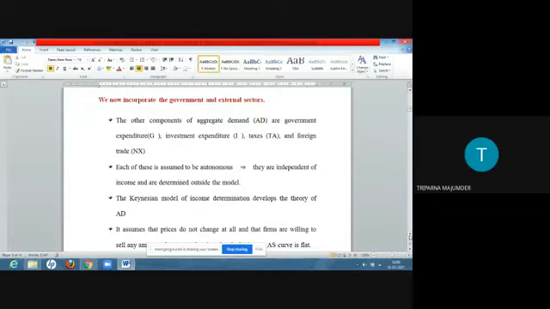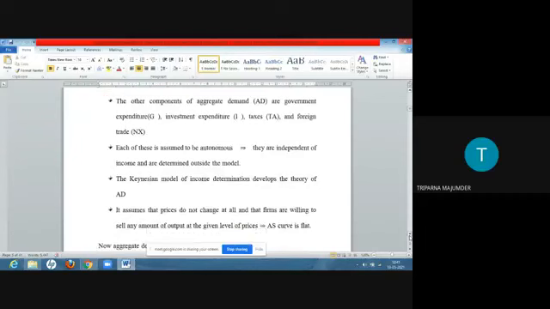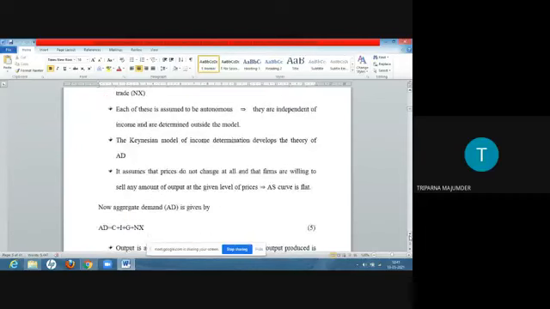The Keynesian model of income determination develops the theory of aggregate demand. It assumes that prices do not change at all and that firms are willing to sell any amount of output at the given level of prices. What does it imply? It implies that the AS curve, or the aggregate supply curve, is flat.